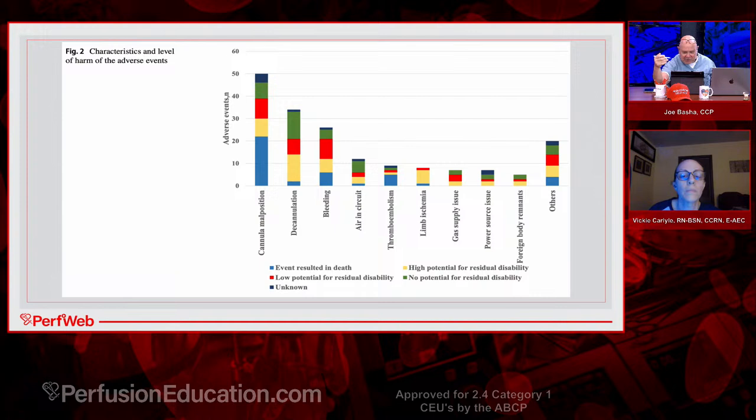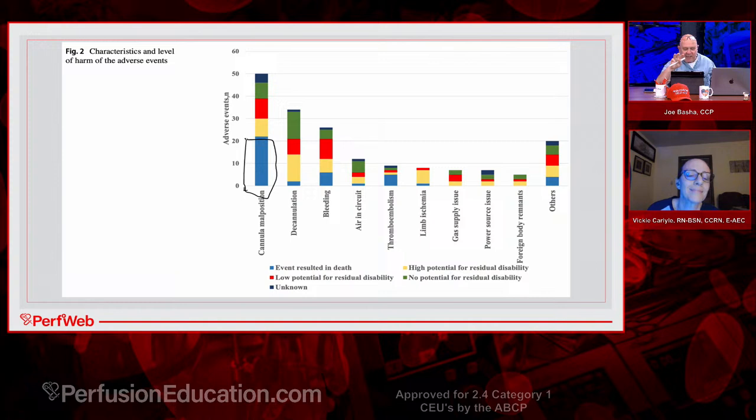The blue bars are events that resulted in death. The yellow bars are high potential for residual disability. Red is low potential for residual disability. Green is no potential for it. And the dark blue is unknown. But the light blue, so cannula malposition, accounted for the largest amount of death associated with cannulation.